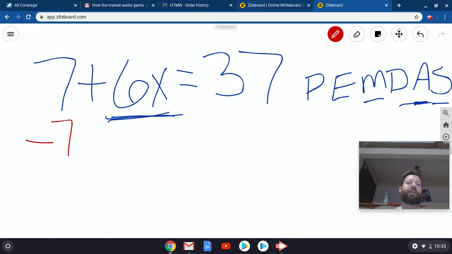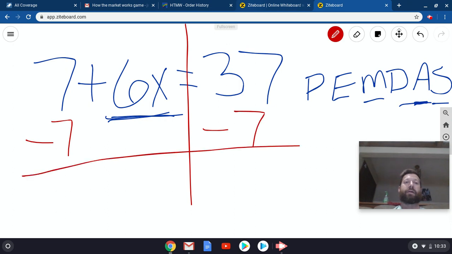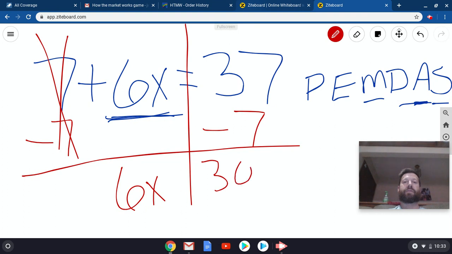And since I did it on the left side of the equal symbol, I'm also going to do it on the right side of the equal symbol. I'm going to put minus 7 right here. 7 minus 7 cancels. I'm left with 6 times x. Over here, 37 minus 7 is 30. I'm left with 30. Bring down my equal symbol. And I have 6 times x equals 30.